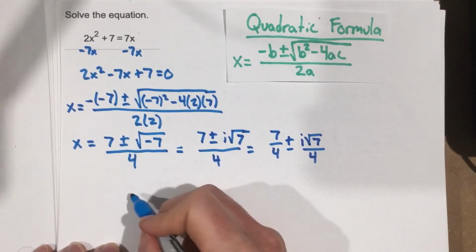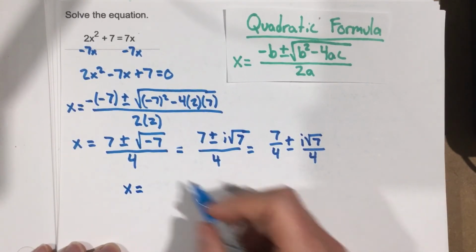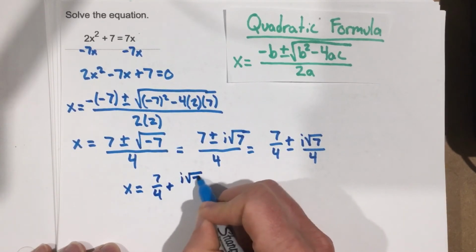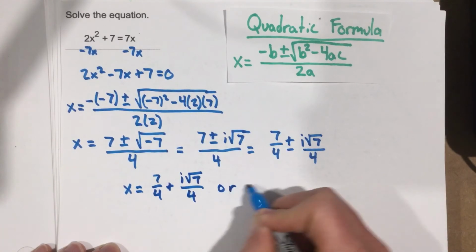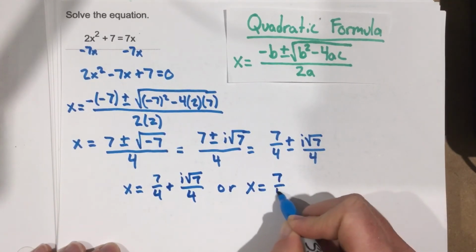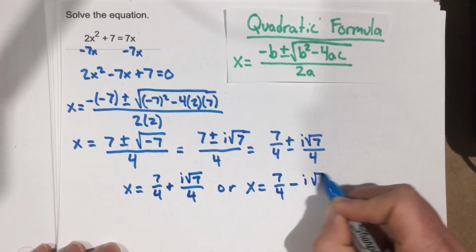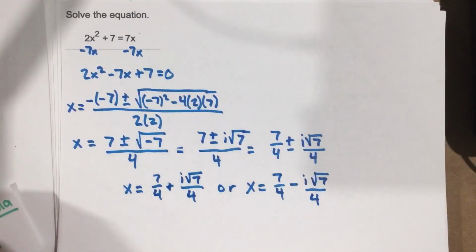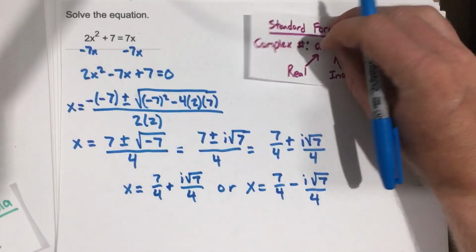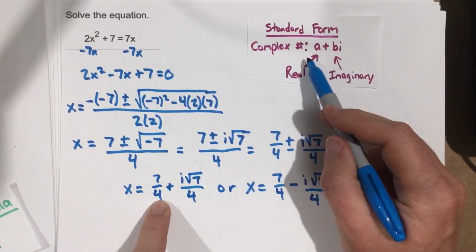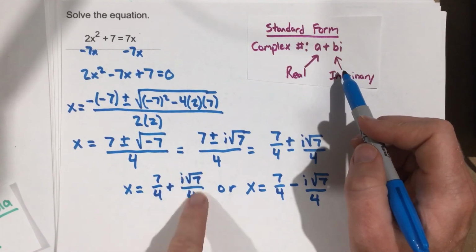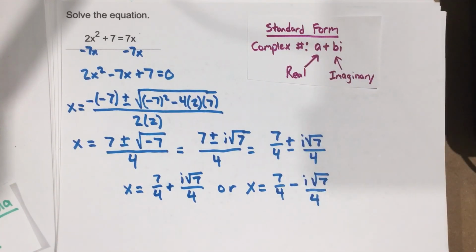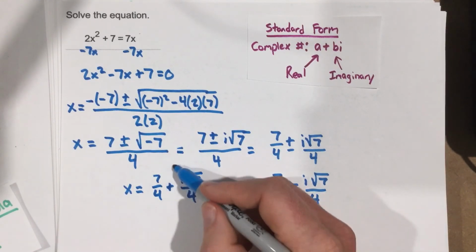Last step, I'm going to write that into two different pieces, so x equals 7 over 4 plus i root 7 over 4, or x equals 7 over 4 minus i root 7 over 4. And the reason I'm writing that is I want to make sure that I stay in standard form where I have a real part, 7 over 4, and then the imaginary parts, which one could be plus i root 7 over 4 and one is minus i root 7 over 4. And those are the solutions.